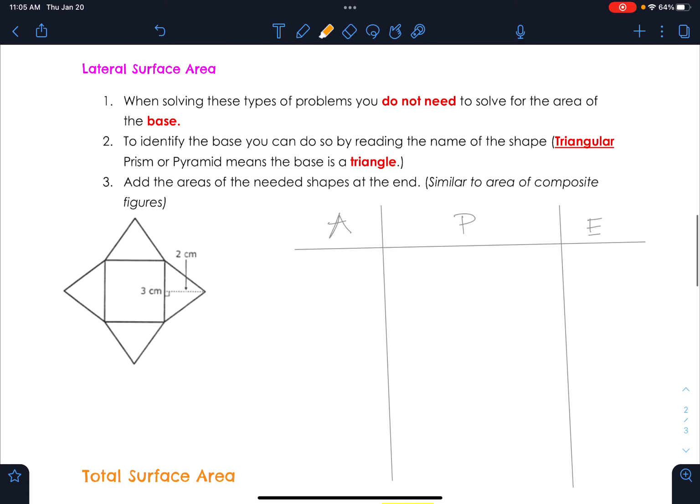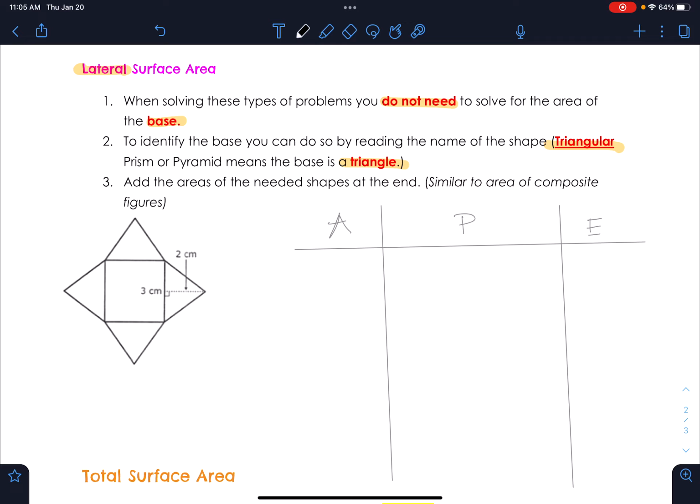And then the last two things that we are going to learn or have on the test and review are lateral surface area and total surface area. Lateral is whenever you do not need to use the base to solve the problem. To identify the base, you can do so by reading the name of the shape. Usually it's going to tell you, solve the lateral area of the triangular prism. In this case, triangular tells us that the bases are the triangles. So at the end, you're going to add the areas, similar to the composite figures.